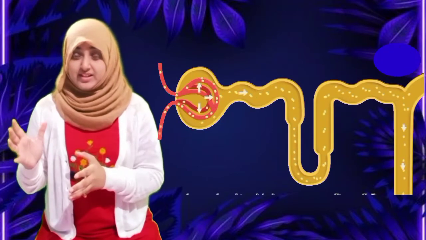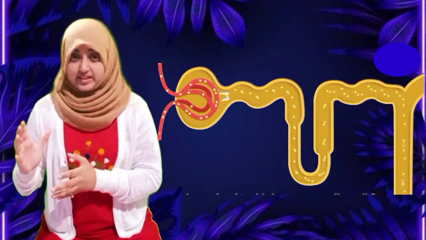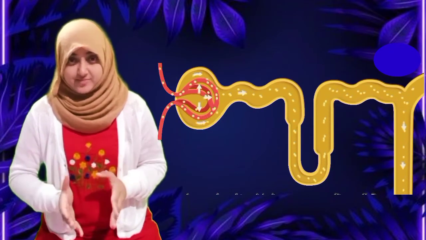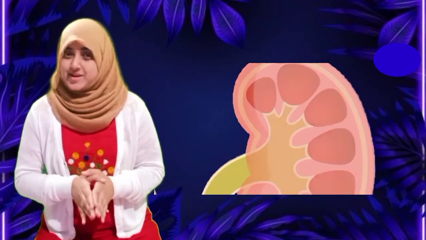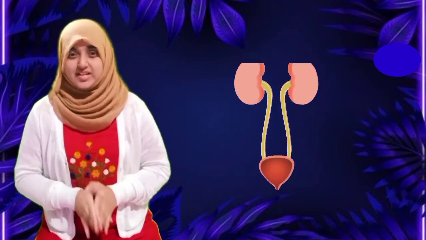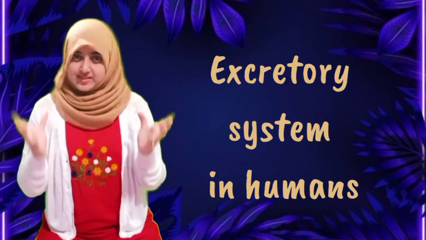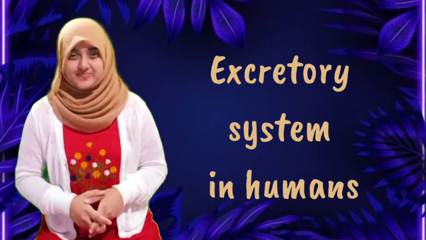Now this urine from the collecting duct of the kidney is passed on to the ureters and then collected in the urinary bladder. Later on, it is passed out through the urethra depending upon the urge. So this is how the blood is continuously filtered by kidneys. And that is all about the excretory system in case of humans.